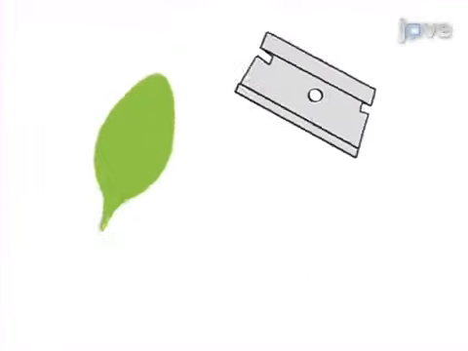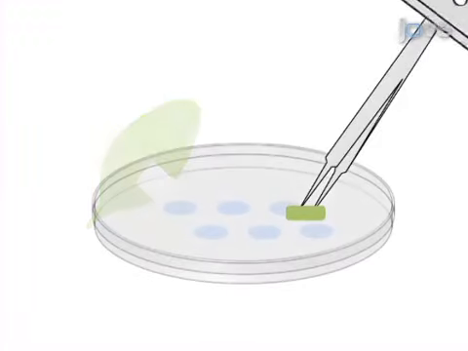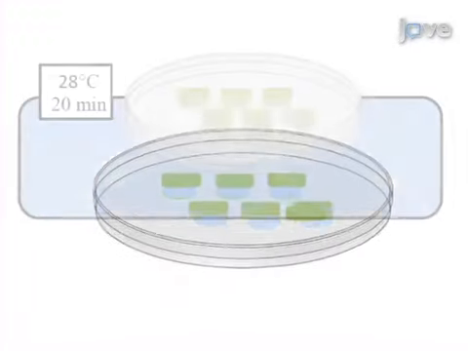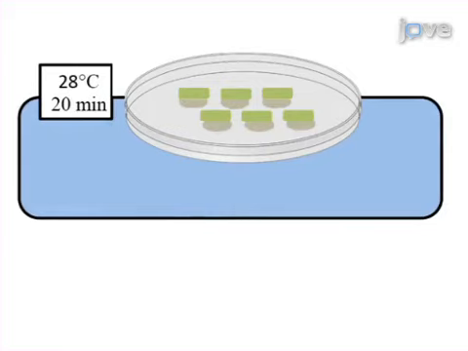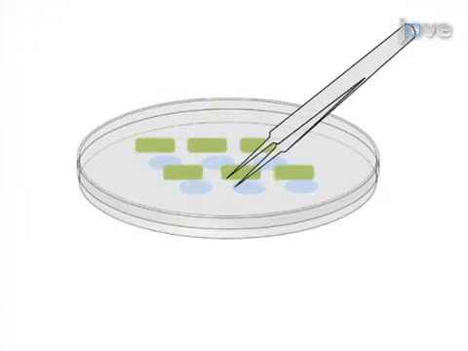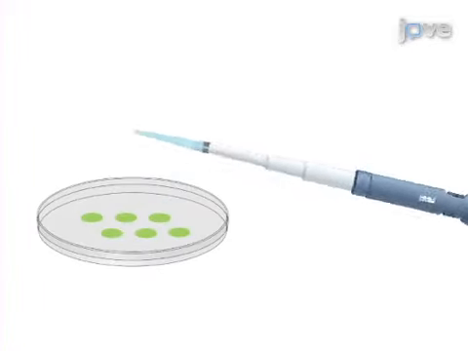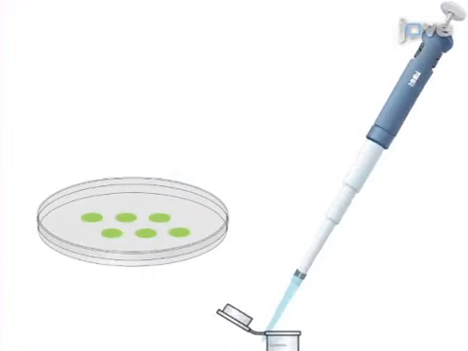Cut out a piece from a leaf without abaxial epidermis and put it on an isotonic solution. Transfer the pieces to an enzymatic solution and incubate for 20 minutes at 28 degrees Celsius, then to a fresh isotonic solution. Next, collect the protoplast-containing solution with a clipped-off tip.